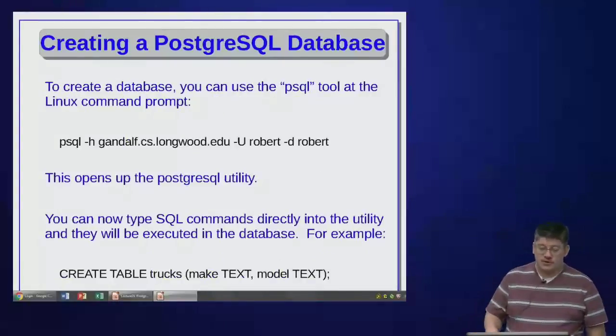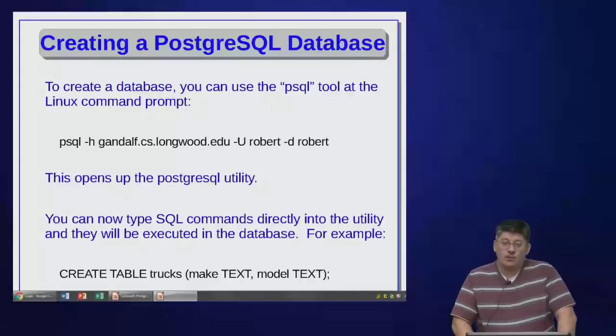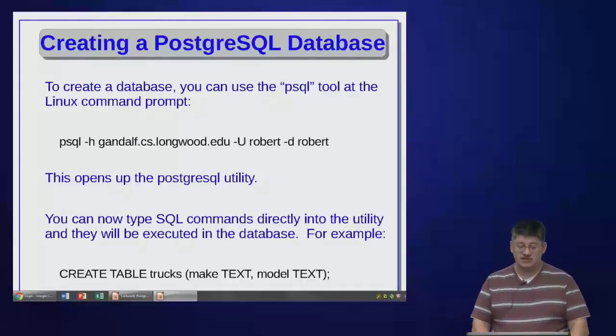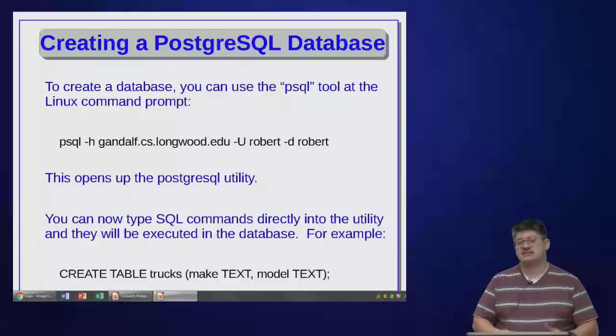So how do we create a Postgres database? Well, with SQLite, we use the SQLite 3 utility. Postgres also comes with a database utility. It's called psql. And you can just type psql at the Linux command prompt. It does take several options.